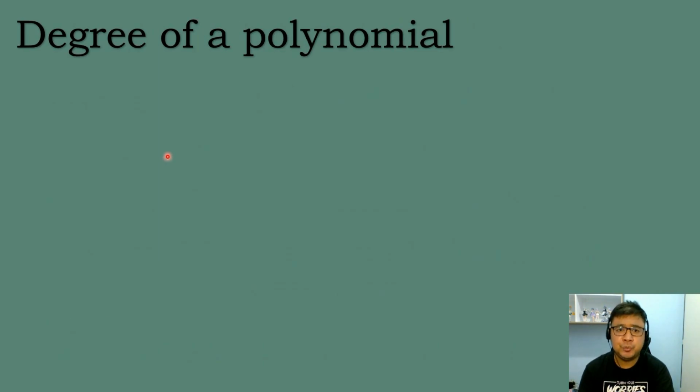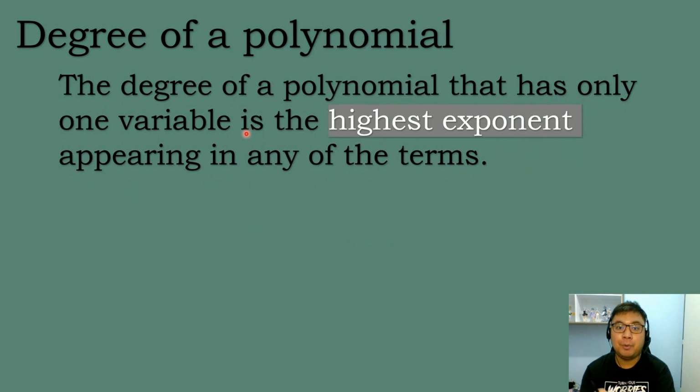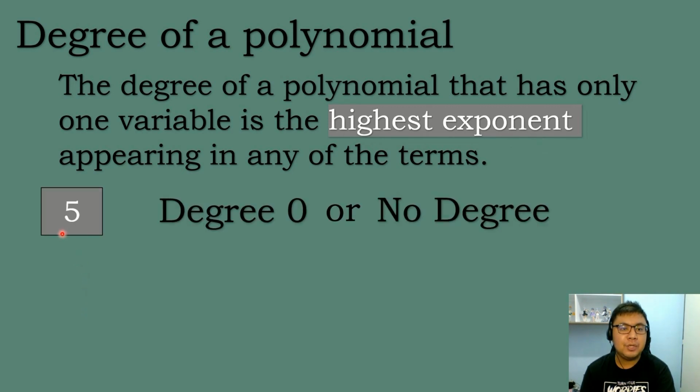Next thing we need to know before we proceed with our main discussion is the degree of a polynomial. The degree of a polynomial is the variable with the highest exponent. For example, the polynomial 5 has a degree of 0 or no degree because its exponent is equal to 0. Automatically, if the polynomial has only the constant term, then its exponent is equal to 0. Therefore, the degree is 0 or no degree.